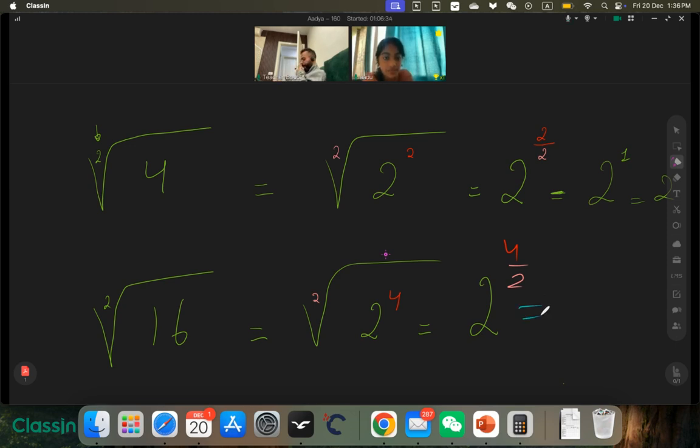Okay, continue. Equals. Then, how much is 2 squared? 2 squared means 2 times 2, which is 4. Easy or difficult? Easy. I'll just write it down.